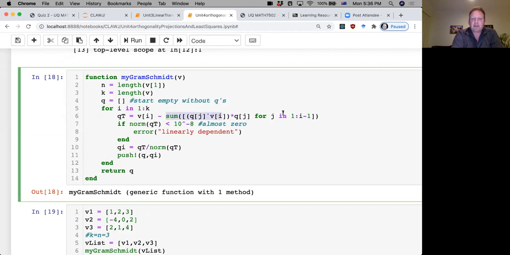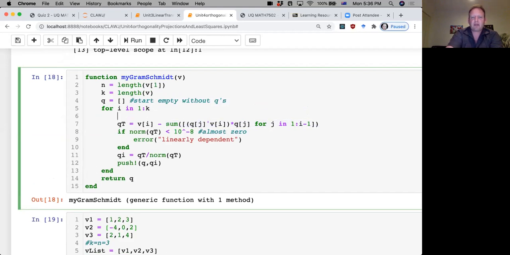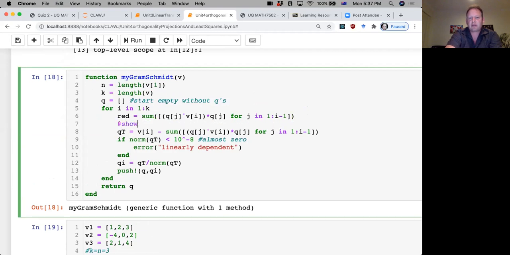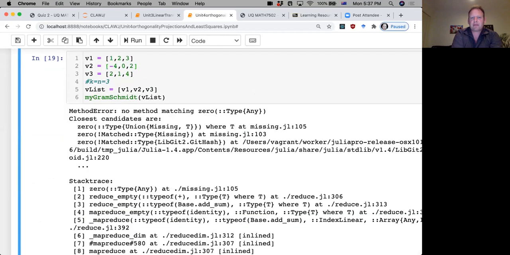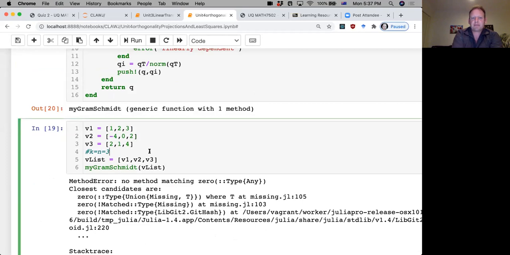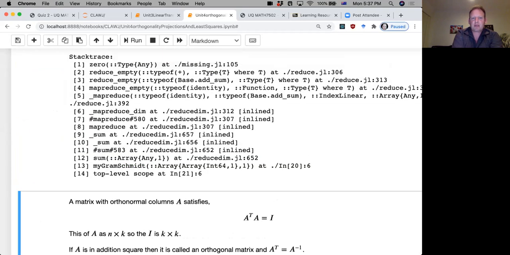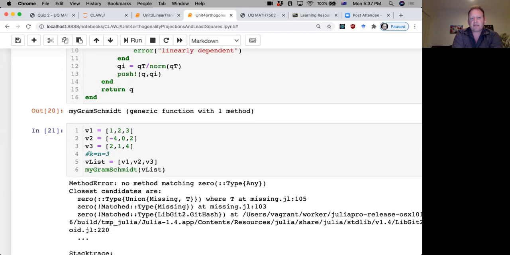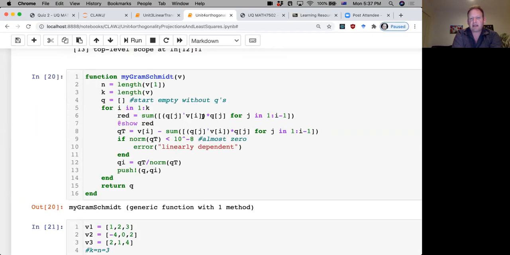So to debug, to see what's happening, let me copy this here and let's call this the reduction. I'll just call it red. And then let's show it. I'll run this again. And it never gets there, because this thing fails. So what are we supposed to do?